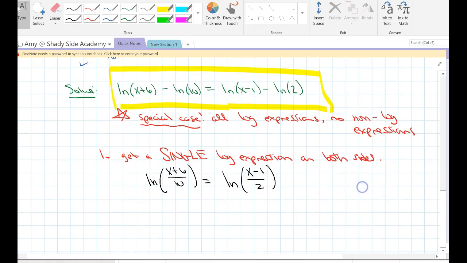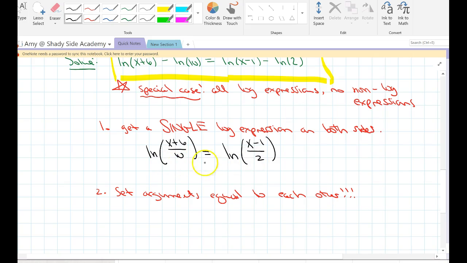Okay? And then here's what's awesome about this. Boys and girls, if you have natural log of blah equals natural log of blah, the two arguments have to equal each other. So step 2 is just set the arguments equal to each other. That's it. Because you have a single log expression on the right, a single log expression on the left, the base is the same, e. That means this argument has to equal the left-hand argument. x plus 6 over 10 must equal x minus 1 over 2.